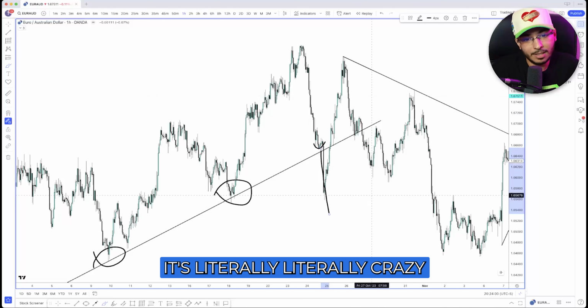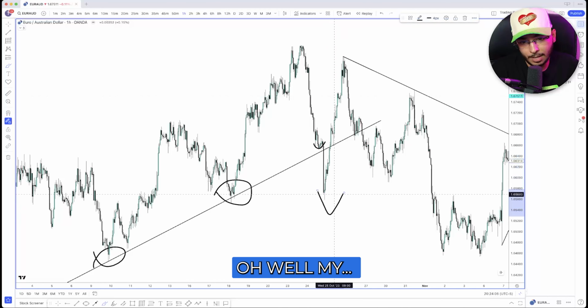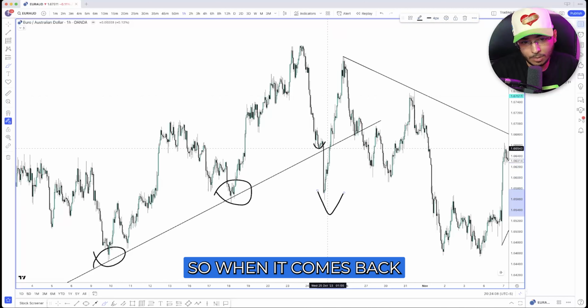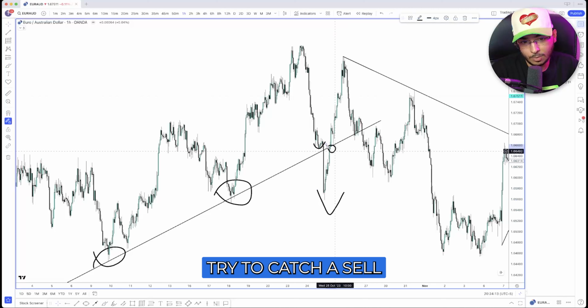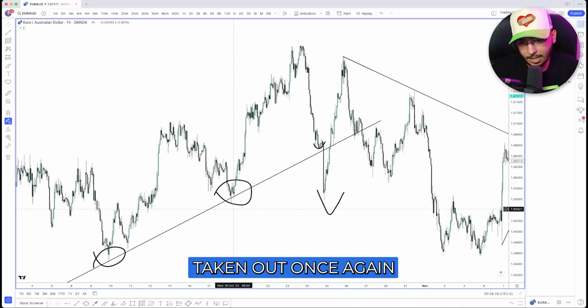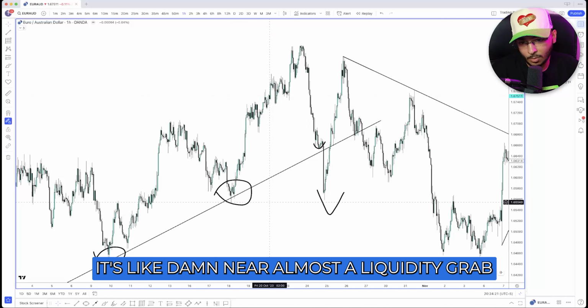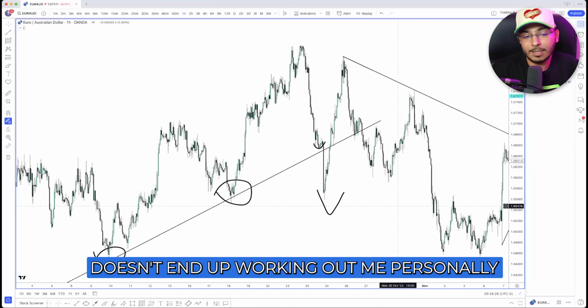It's literally crazy. And then what's the next thing? Oh, well, my EURUSD has just broken, so when it comes back and retests my trend line, let me sell. Well, look what happens. You try to catch a sell and then boom, you get taken out once again. It's like damn near almost a liquidity grab, and then your break and retest of the trend line doesn't end up working out.